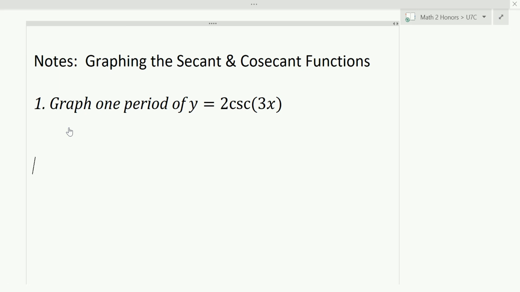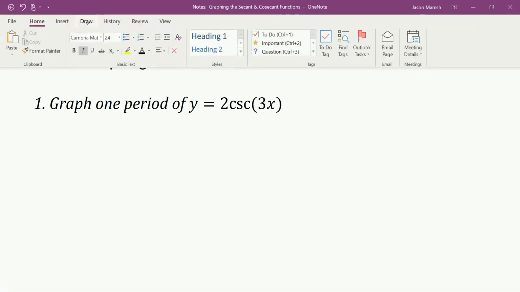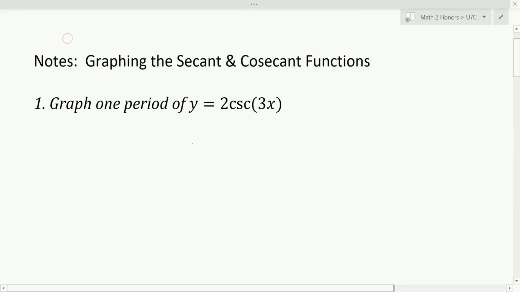Graph one period of y equals 2 times the cosecant of 3x. So if you're given a cosecant function or a secant function, the first thing you're going to want to do is to graph its helper function. And its helper function, what I mean by that is the reciprocal of it. So I'm going to just copy everything down, but instead of writing cosecant, I'm going to write sine of 3x. So I still have the same values, the 2 and the 3x, but I'm going to work with its reciprocal.